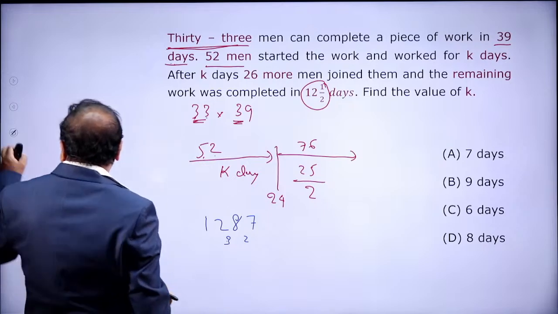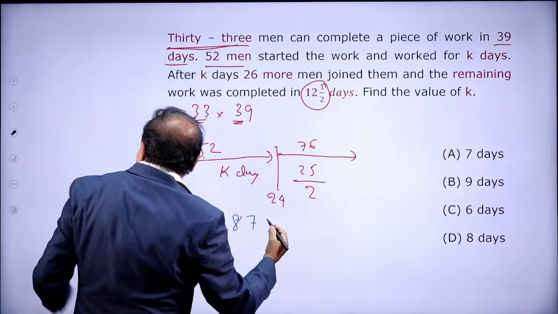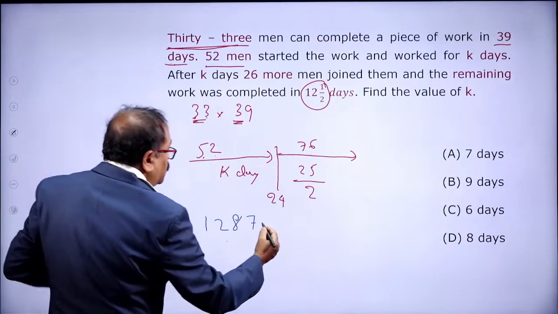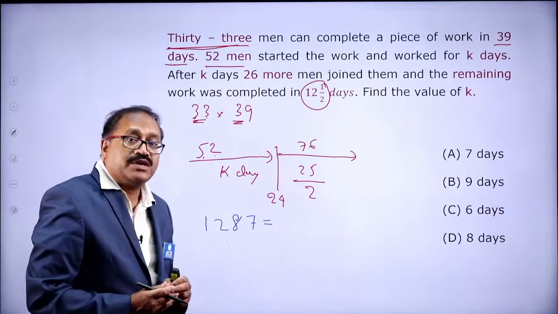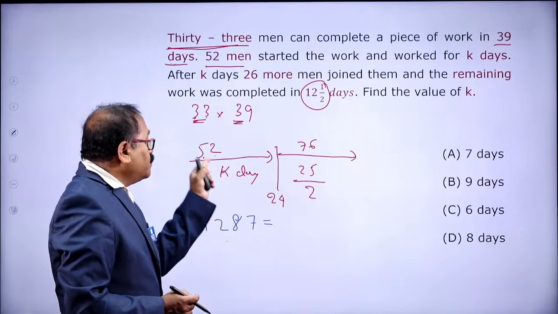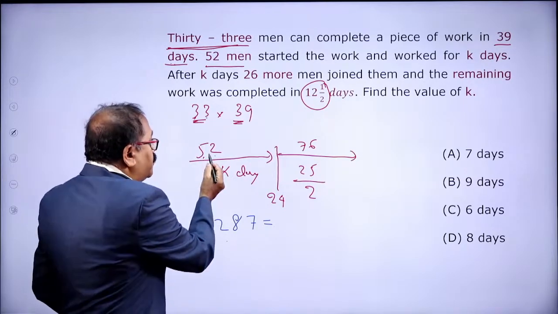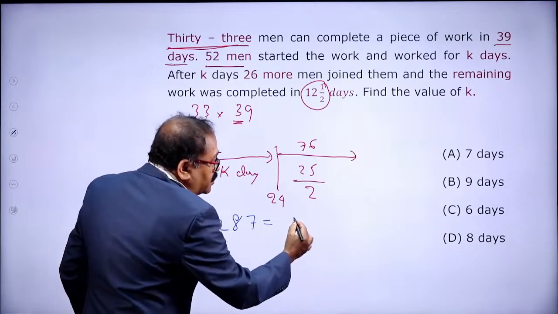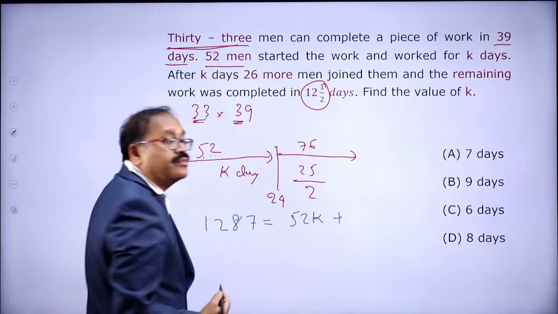So this is my total work. Once we have this total work, and this work is completed in this way, how much work is completed in K days? The number of days into number of men, that is men days. So 52 into K, that comes 52K plus.